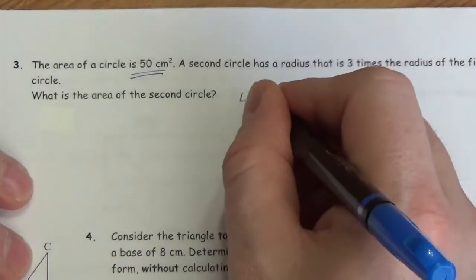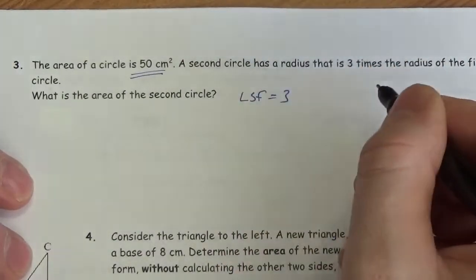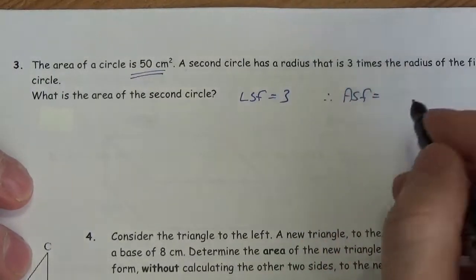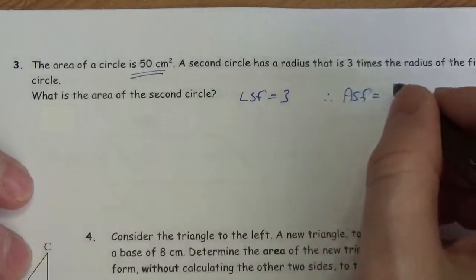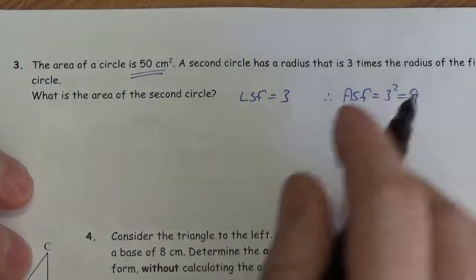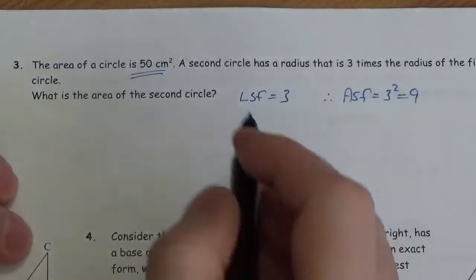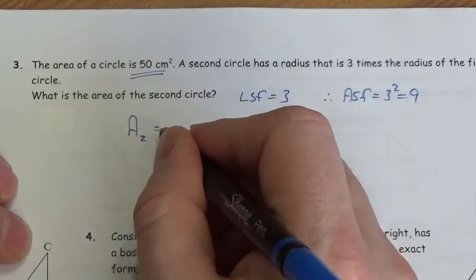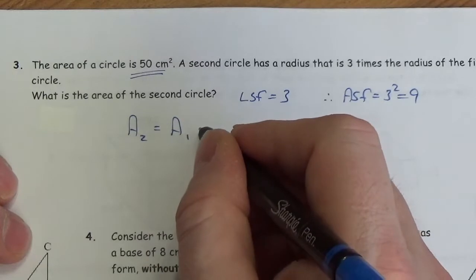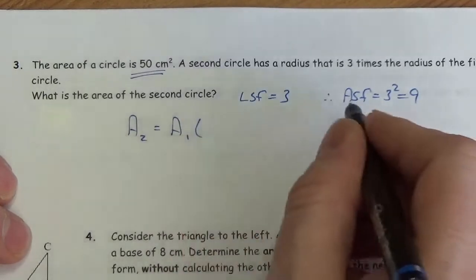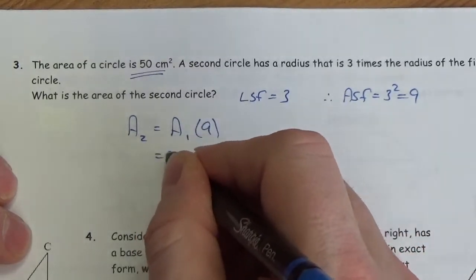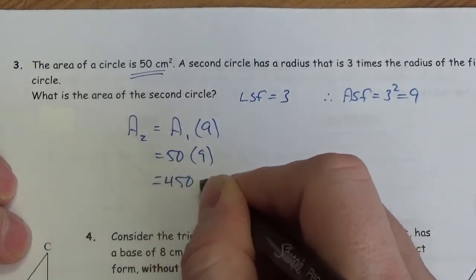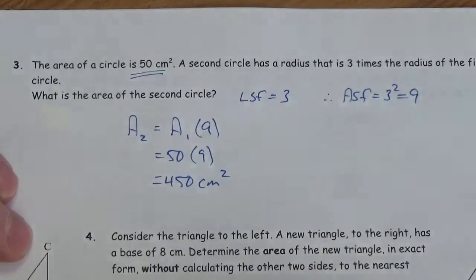Okay, well, we know that the linear scale factor is 3, and because of that, I know that the area scale factor has to be this value squared. So this has got to be 3 squared, or 9. So the area's got to be 9 times that. So the area of, let's say, circle 2 is going to be the area of circle 1 multiplied by our area scale factor, or 9. So this is going to be 50 centimeters squared times 9, or 450 centimeters squared.